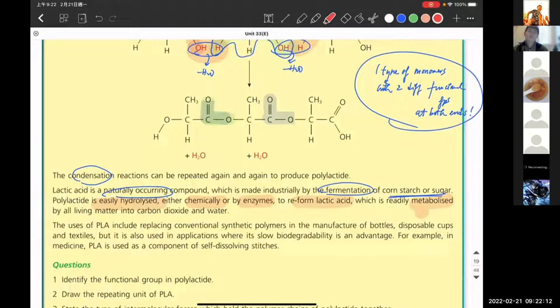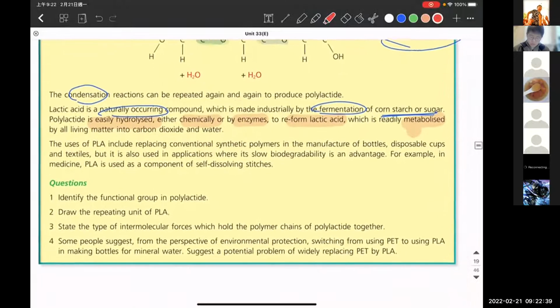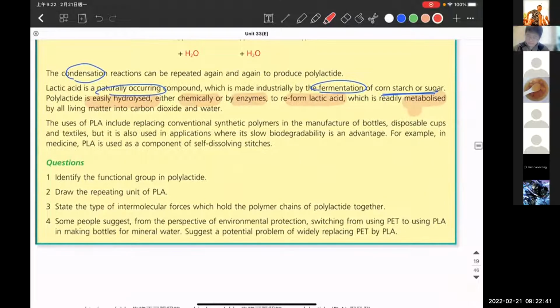As long as we have suitable conditions and the chemical or enzyme which will help hydrolyze the ester, the PLA will finally be degraded. So this is said to be a more environmentally friendly material. Okay, so this is what we know as PLA.